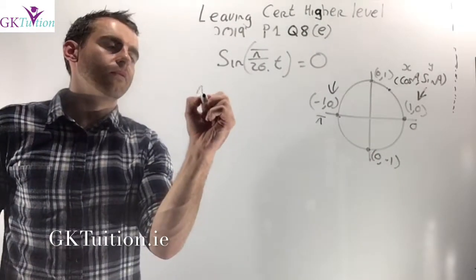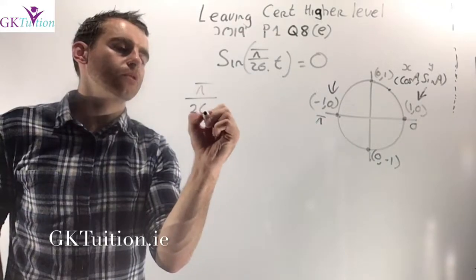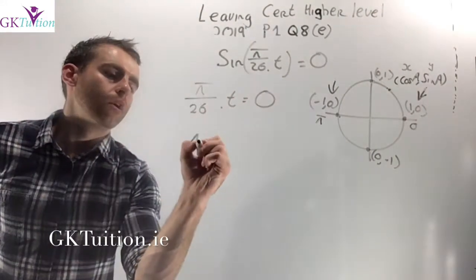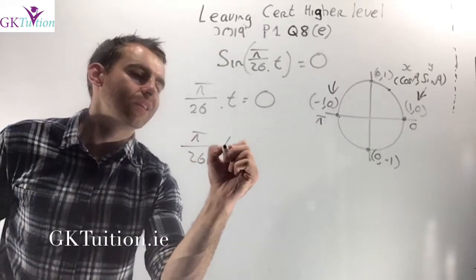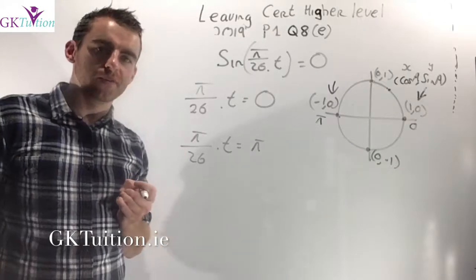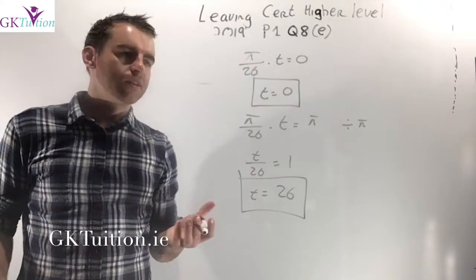So those are the two different answers. I can say that pi over 26 times t is either equal to 0, or else pi over 26 times t is equal to pi. So now I have two different scenarios and I can get my two different answers.